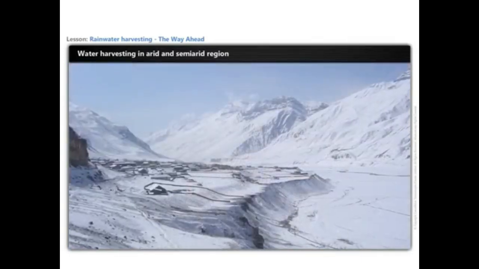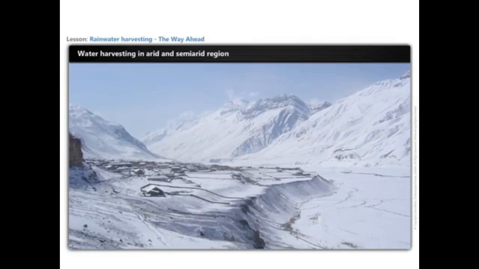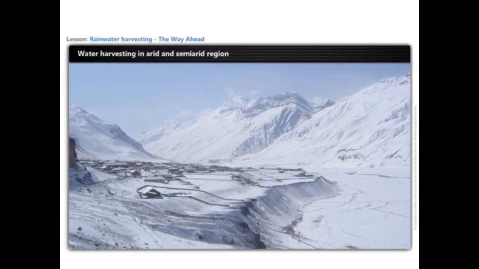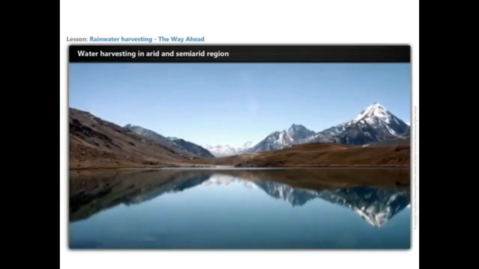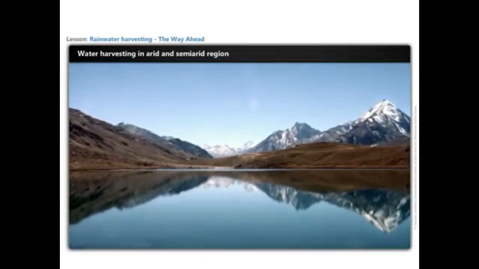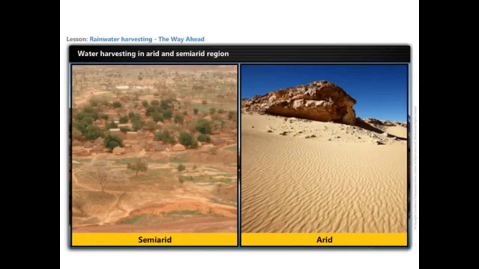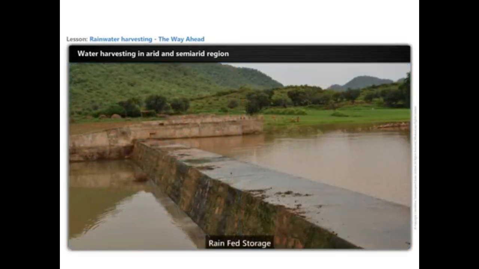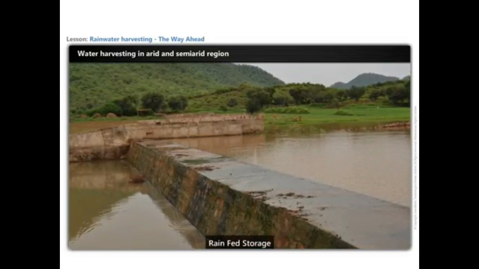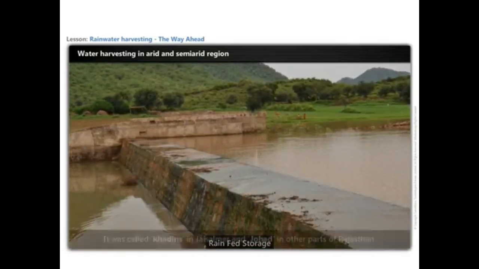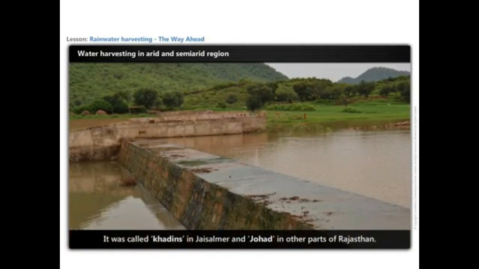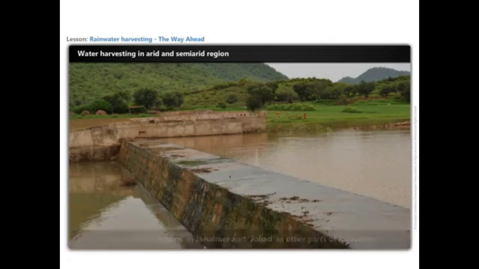Despite being a cold desert, the Spiti Valley has been made habitable and productive by a traditional irrigation system. Water is mainly collected from the glaciers and stored in the kuls. In some arid and semi-arid regions, agricultural fields were converted into rain-fed storage structures that allowed the water to remain for a longer time and moisten the soil. It was called kandins in Jaisalmer and johads in other parts of Rajasthan.